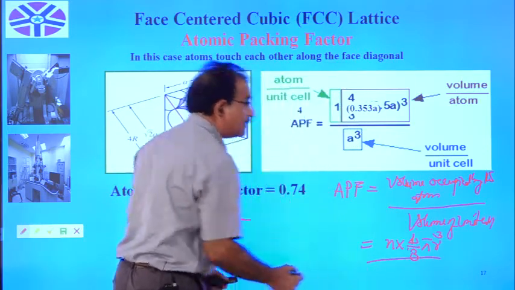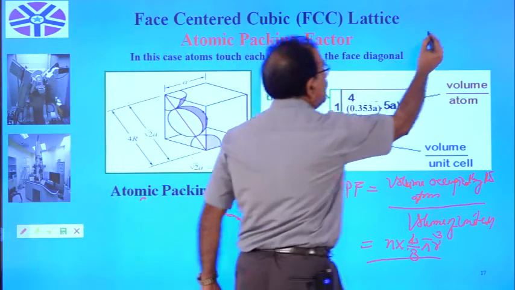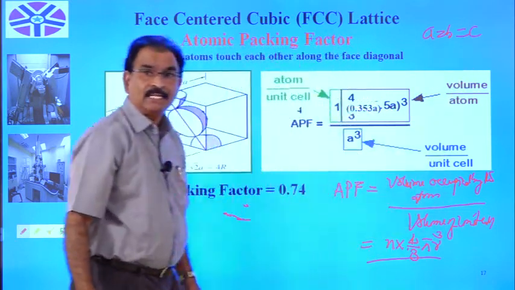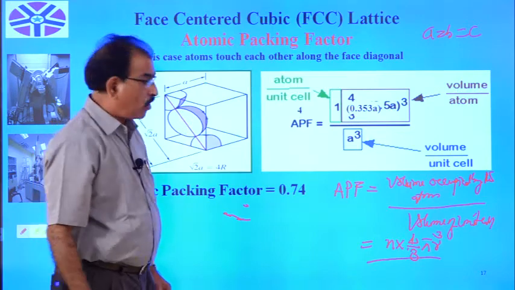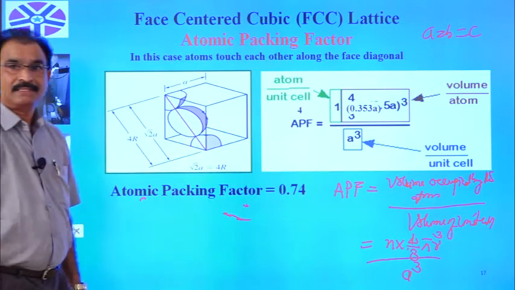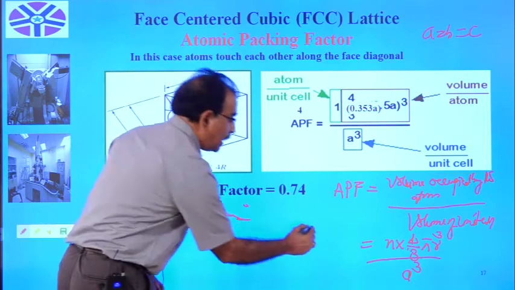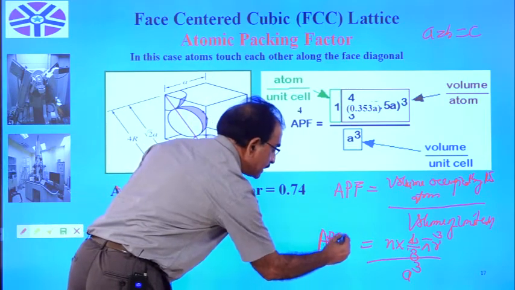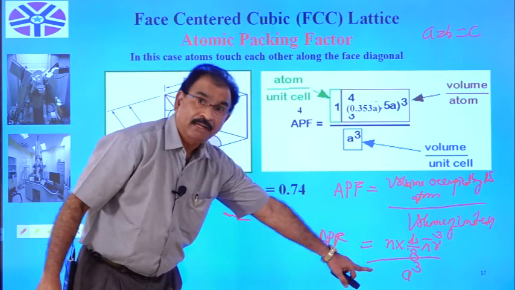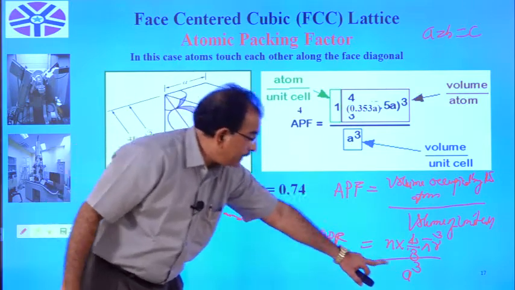Volume of unit cell: this is a cubic system. That means, you know that already, A equal to B equal to C, because it is a cubic system. Hence, the volume of the unit cell is A cube. So, this is the effective formula. Atomic packing factor is equal to volume occupied by the atoms divided by volume of unit cell. So, in this formula we have A and R.